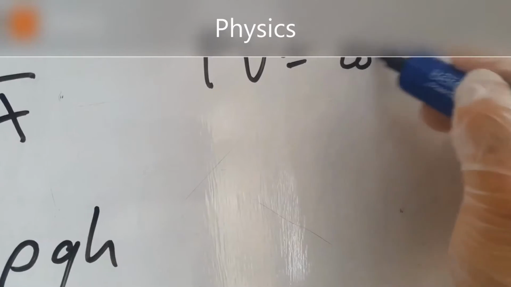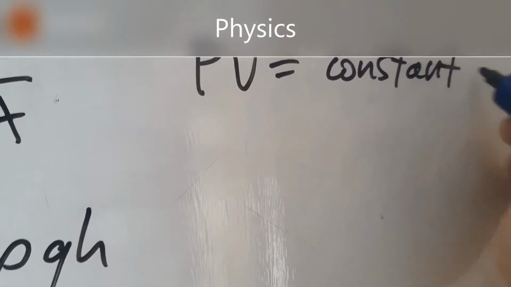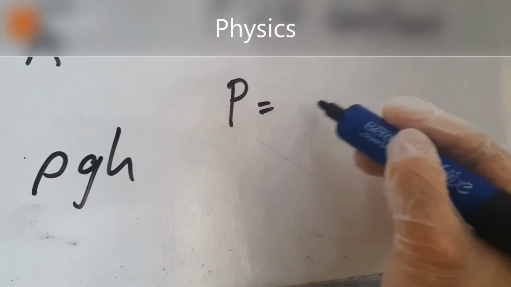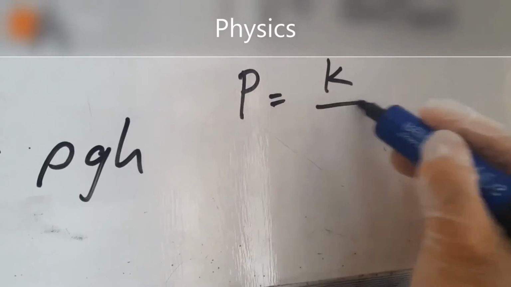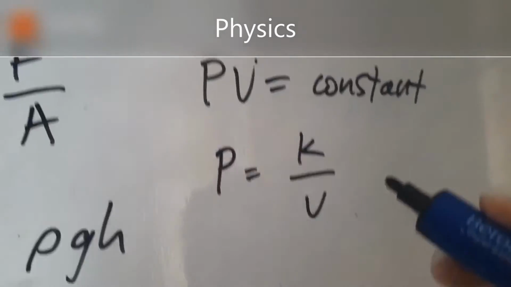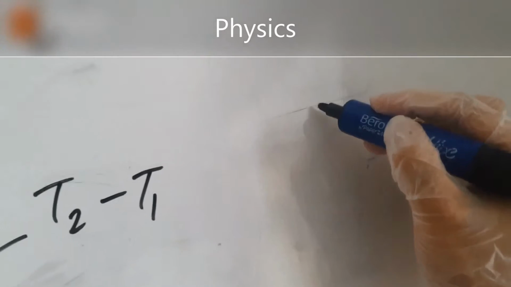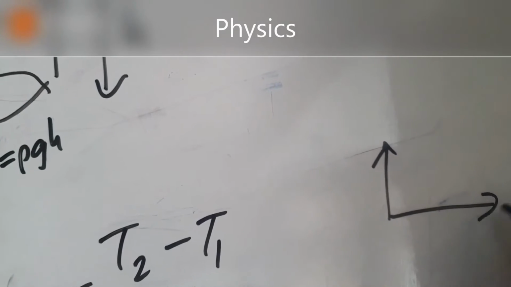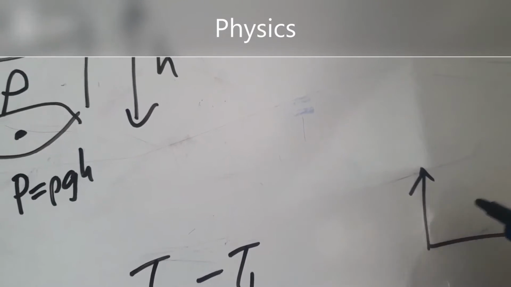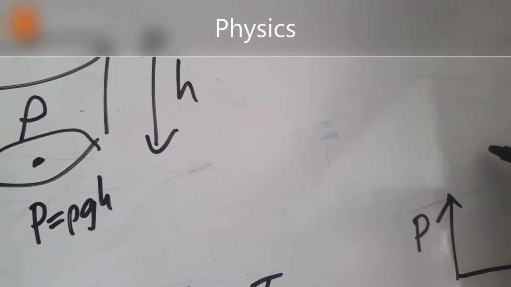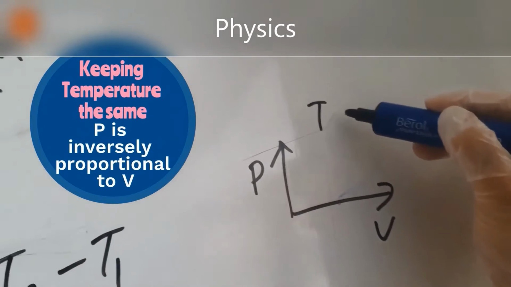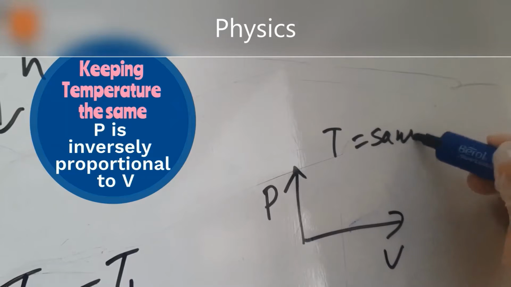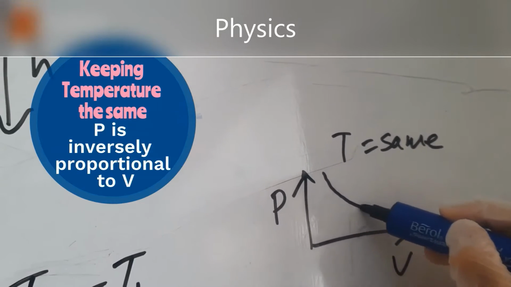Here, this is Boyle's law. The pressure is inversely proportional to the volume, keeping the same temperature. If you keep the same temperature and increase the volume, then the particles will have more space to spread around. Then the collisions between each other and the collisions with the wall will be much less.